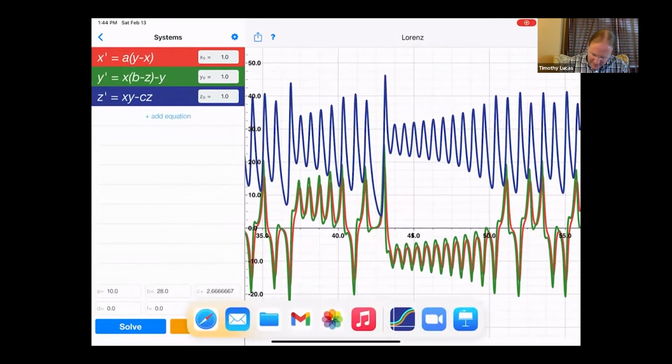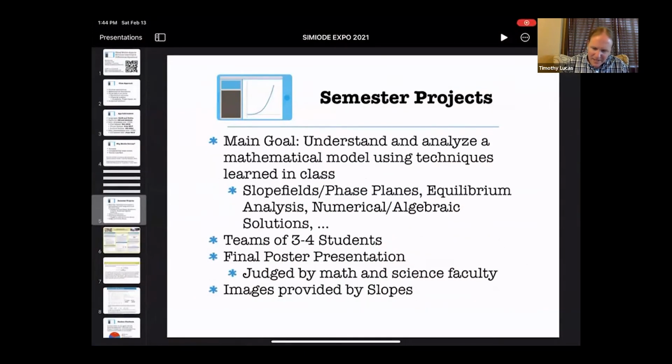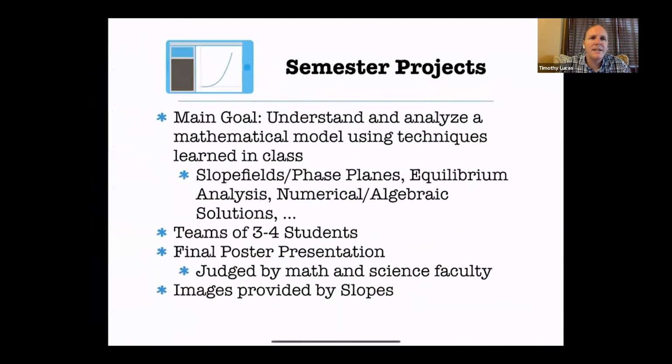Let me go back to my slides. I just wanted to mention briefly this thing about semester projects. With this app, I have students work in groups of 3 to 4, and their goal is to understand and analyze a mathematical model using the techniques they learned in class. If it's a single equation, they want to look at slope fields; with multiple equations, phase planes, and do some equilibrium analysis, these kinds of things.